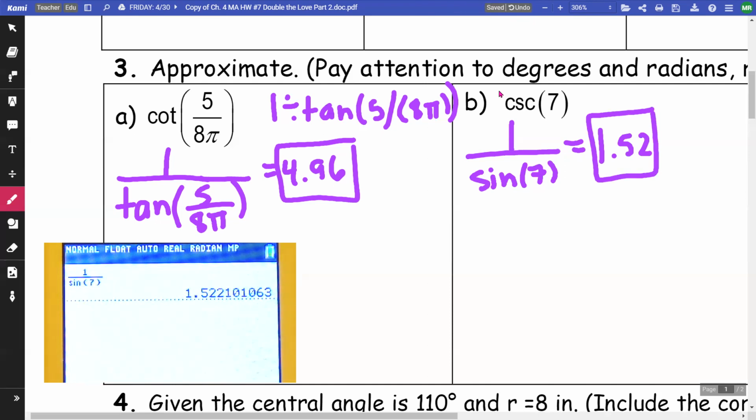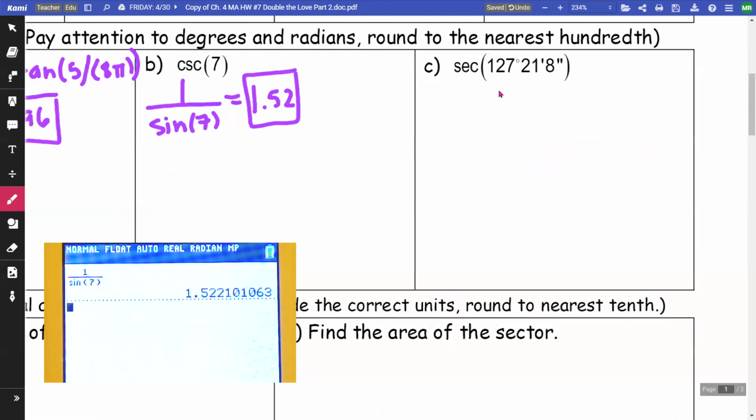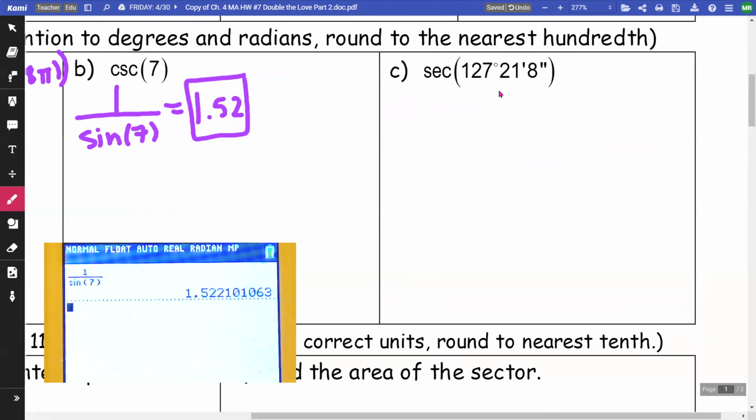So you have to pay attention when you enter these, whether they're giving you the angle in degrees or radians. These two are radians, so I need to make sure my calculator says radians. Now this one here is in degrees, minutes, seconds. I'll enter this a couple of different ways.